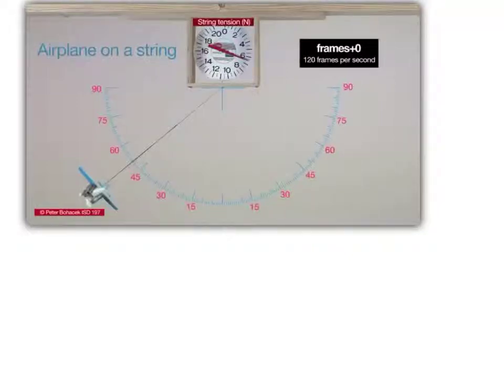So let's start off by taking a look at this airplane that's traveling in a uniform circular motion in the horizontal plane. At one point the airplane is over here, at another point it's over here, and it's always accelerating towards the center of that circle.